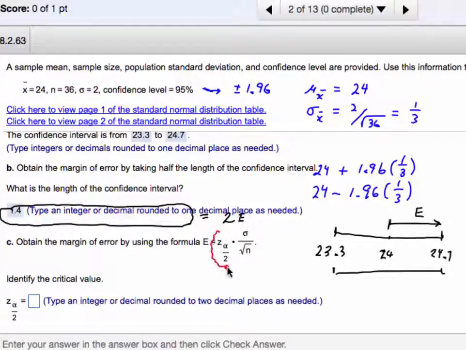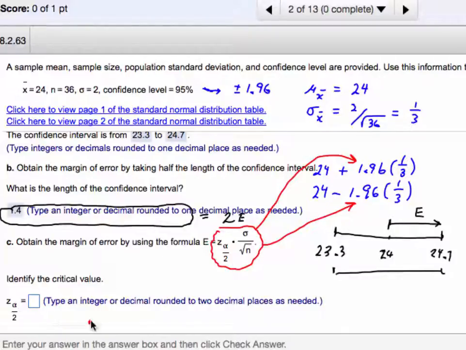So this right here is what we've already done to build the confidence interval, right? It's how far we went up from E, or from the point estimate, and how far we went down from the point estimate. Well, that's E, right? That's half the confidence interval. So that matches perfectly, right? This is our Z alpha over 2, and then this is our 2 over radical 36.